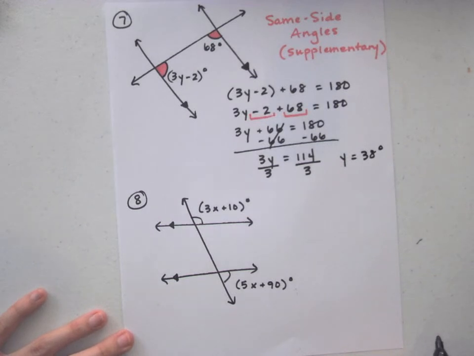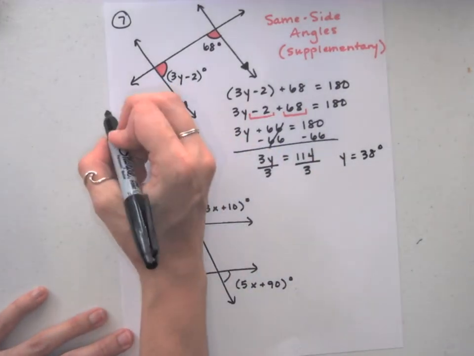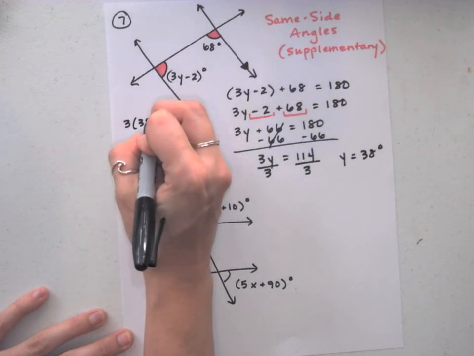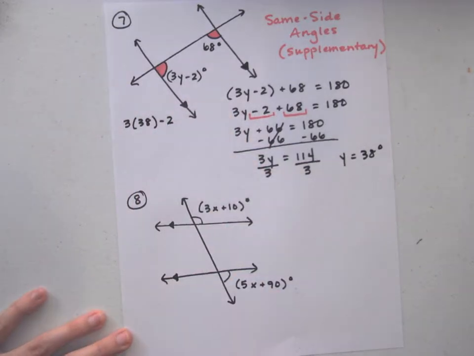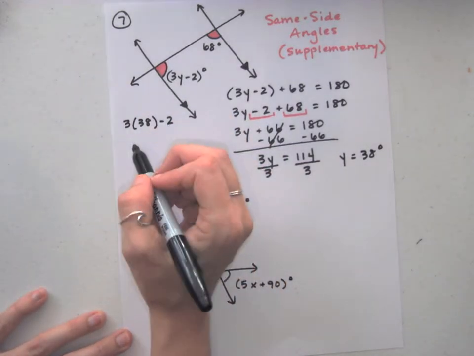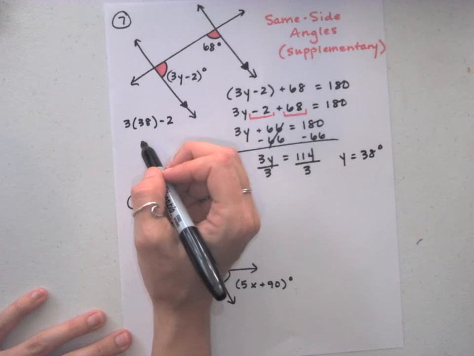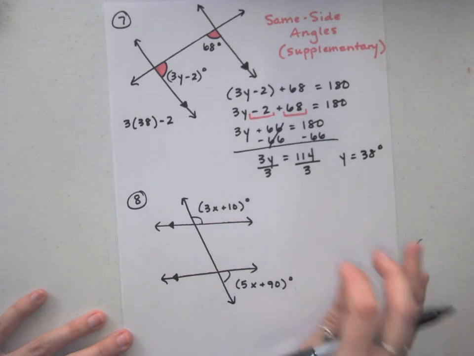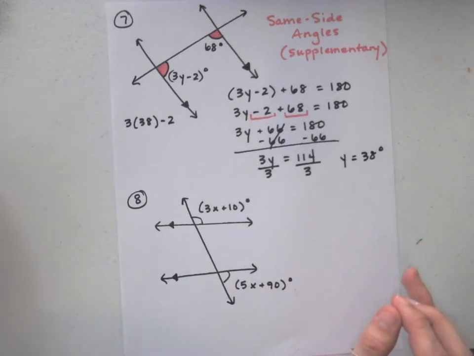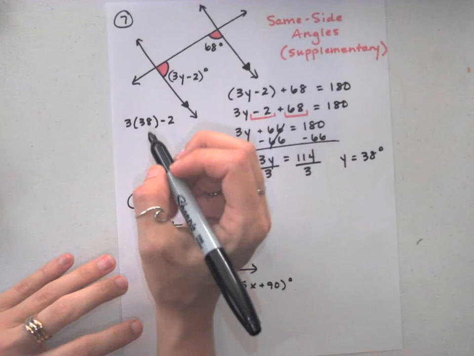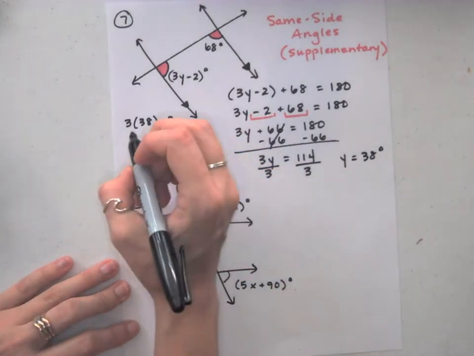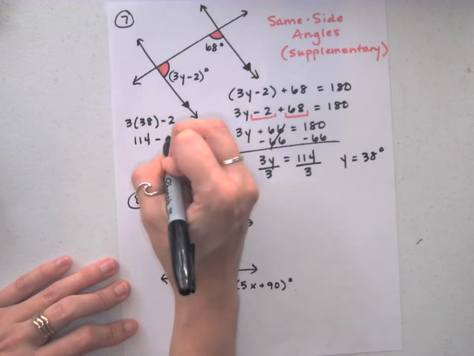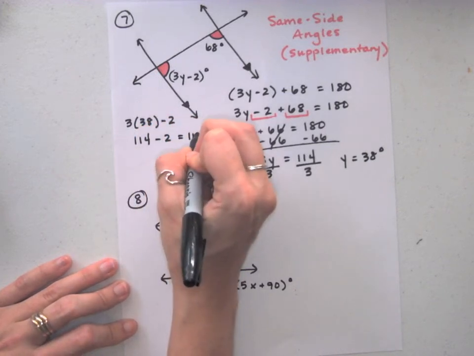All right, we can double check this again by substituting it back into our original diagram. 3 times 38 minus 2, let's see, 3 times 30 is 90, and then 3 times 8, did I do this right? Yeah, 3 times 30 is 90, 3 times 8 is 24. Oh yeah, I see what I'm doing, okay. So 90 plus 24 is 114. Minus 2 is 112 degrees.